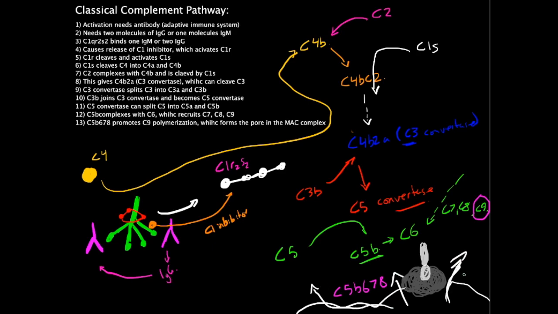So that is the classical activation pathway. In the next video, I'm going to talk about why this doesn't happen in all of our human cells. Why doesn't complement just bind to all of our human cells and start killing them? So I'm going to talk about the regulation of complement pathways.